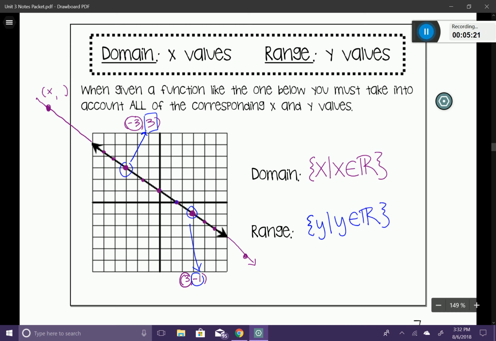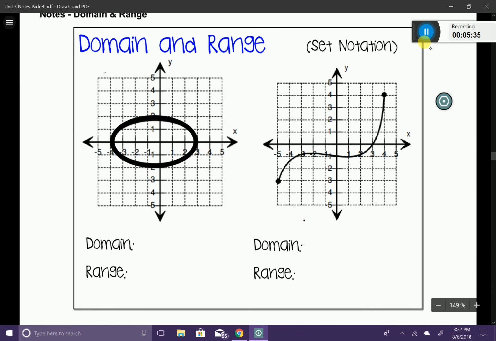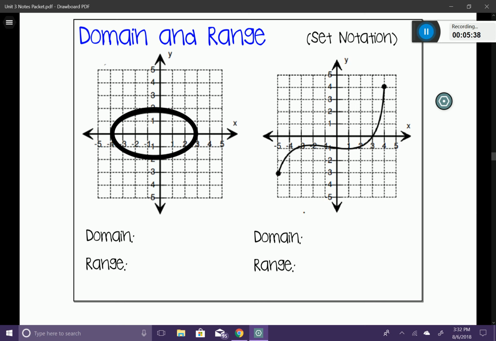Anytime you have a straight line that has arrows at the end, it's always going to give you a domain and range where X exists in the reals. Okay, let's kind of beef it up just a little bit to get a little bit deeper with this. Now let's work with some different graphs that really look different.